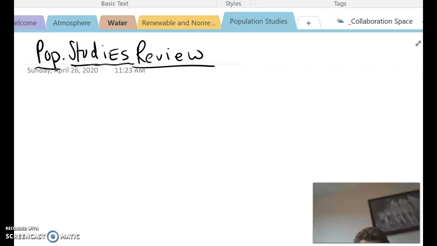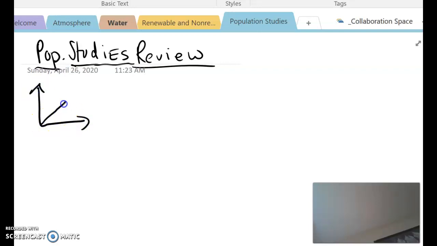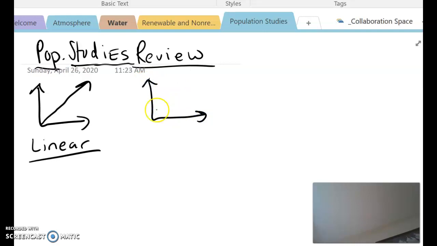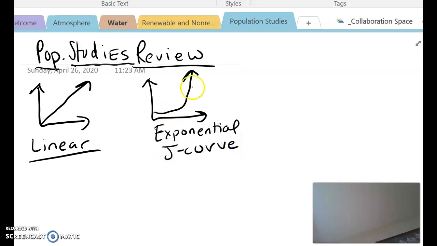Let's talk about a little bit of a review here so that you can understand what is going on. First off, we got our population studies, and we look at a graph. If a population is steadily going up like that, it's linear. And remember, you can use your notes for the quiz. All right, that would be a good idea. If it goes up really fast and there's no limiting factors for it, we call that exponential growth or the J curve because it looks like a J.